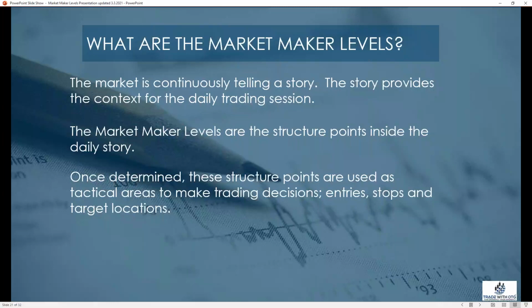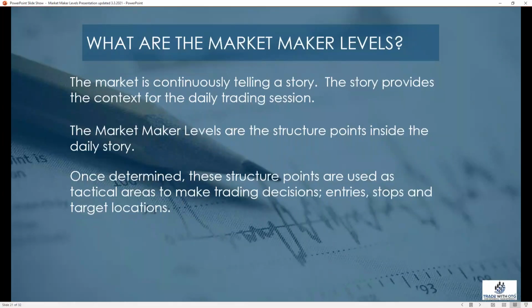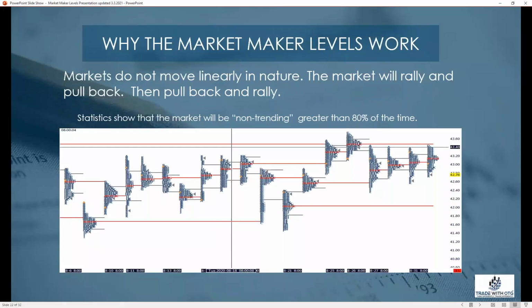And then when you get into the story, you have structure within that daily story that helps you make decision points, if you will, on your charts. Once determined, these structure points are used as tactical areas to make trading decisions: entries, stops, exits, and target locations. So why do these levels work?